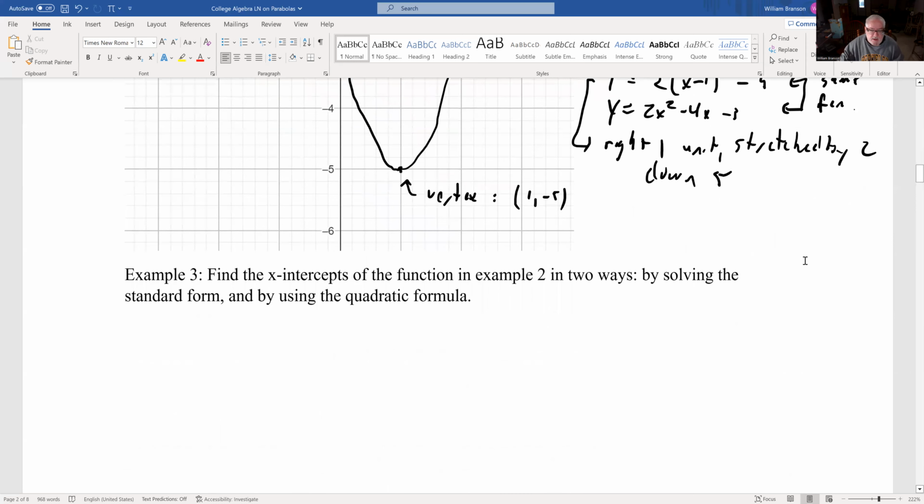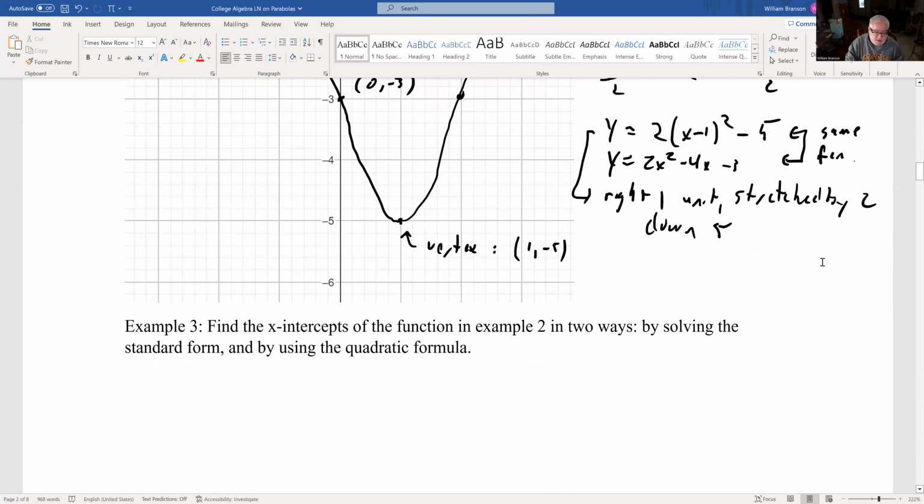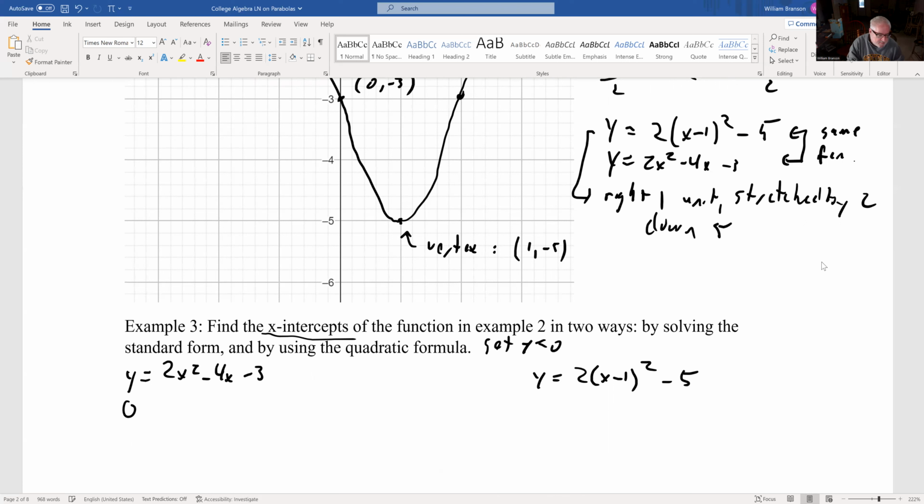So two ways to solve this. We could start with y equals 2x squared minus 4x minus 3 and use the quadratic formula, or we can start with y equals 2 times (x minus 1) squared minus 5 and solve by using the standard form. In both cases, we start by setting y equal to 0. If you're interested in x-intercepts, we always set y equal to 0, and then we try and solve that.